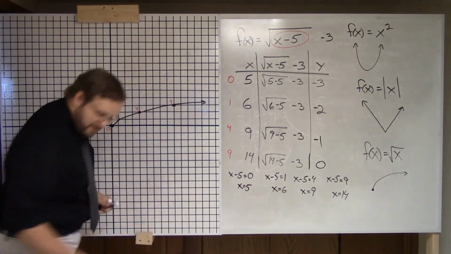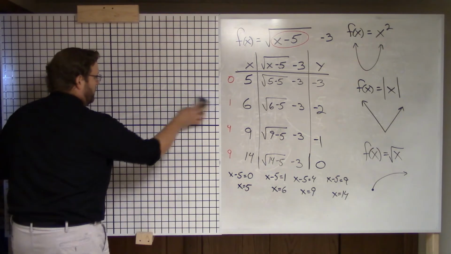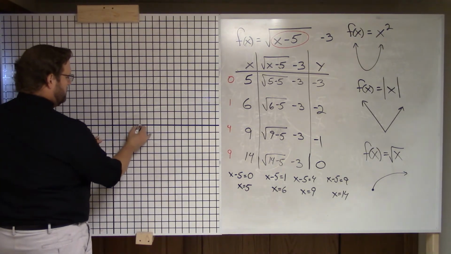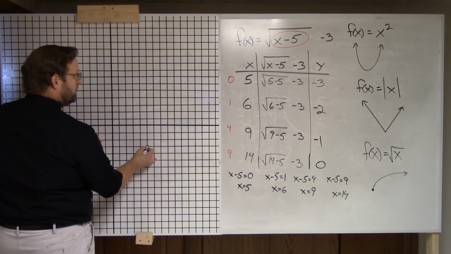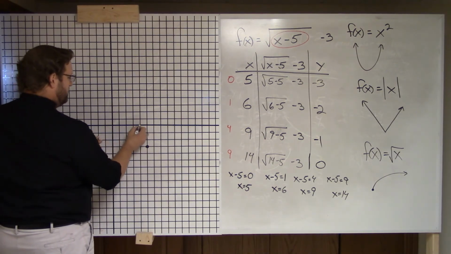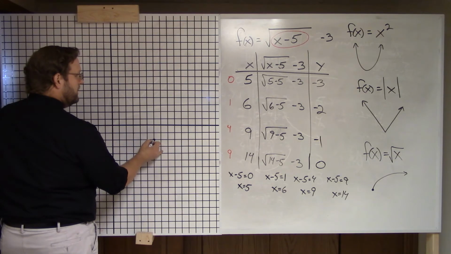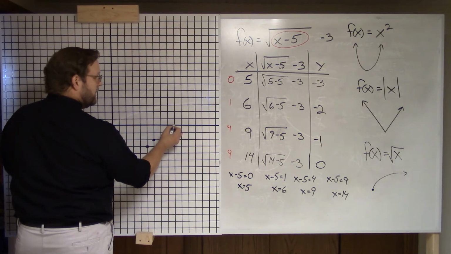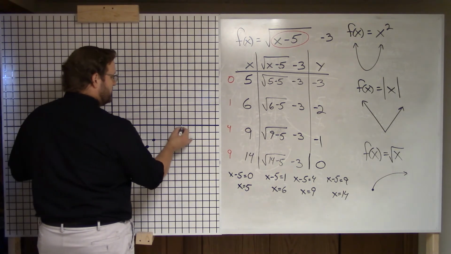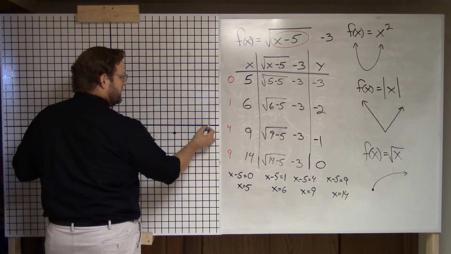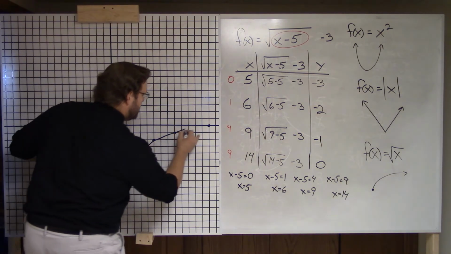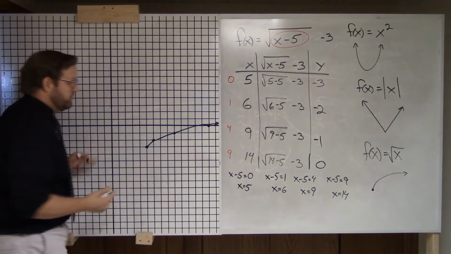So now when I graph that, I get 5, negative 3. I get 6, negative 2. I get 2, 4, 6, 8, 9, negative 1. And then this was 9, so then I go 10, 11, 12, 13, 14, 0. And now I have that same up and over shape placed in the correct spot.